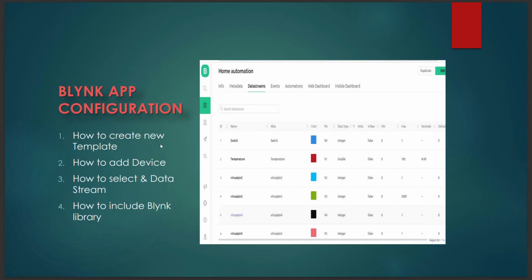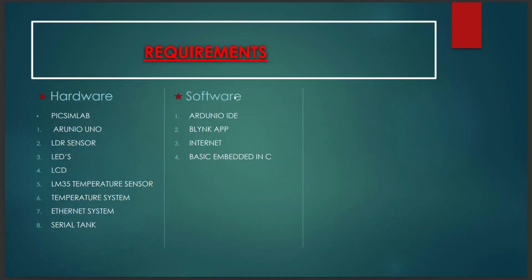So the Blink app is a new platform that allows us to quickly build interfaces for controlling and monitoring the hardware required for the project. So these are the data streams we need to create for the project. Next, these are the requirements of the project. So we need PixSimLab, which contains Arduino Uno, LDR sensor, LEDs, LCD, temperature sensor, temperature system, Ethernet system, and serial tank.